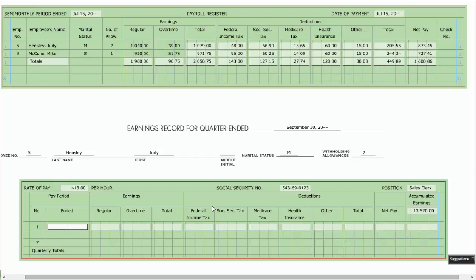What I need to do right now is take my information from my payroll register and put it down here in my earnings record. So I'm going to put in the date of July, they do numbers down there, 7/15, and I'm really going to carry Judy's numbers down. Everything we already calculated.